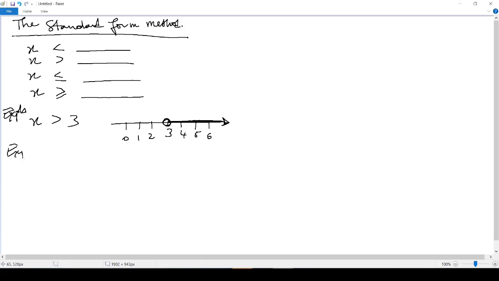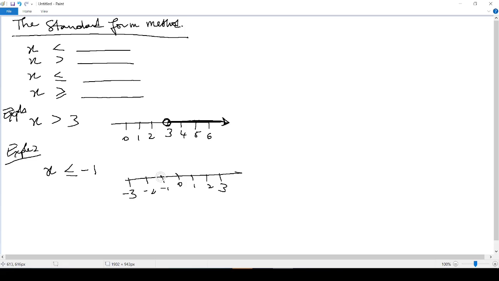Example 2. If I have x less or equal -1, I still have one standard form already. So what I do is my number line: 0, 1, 2, 3, -1, -2, -3. And here my border value is -1, right?